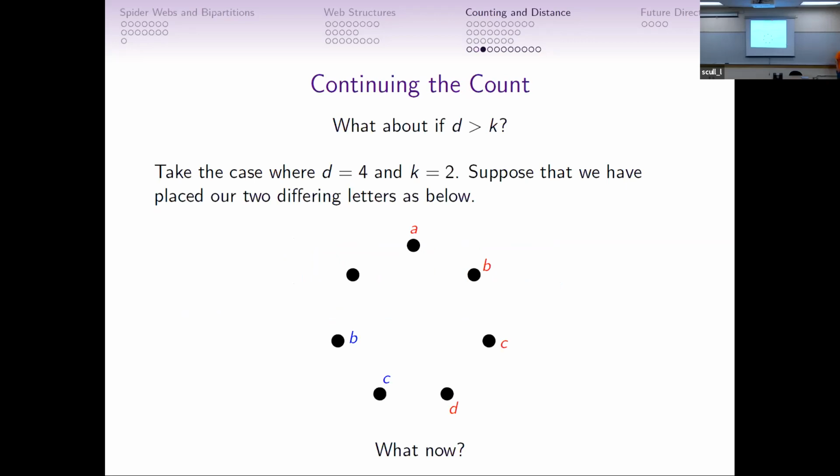But what if d is bigger than k? I mean, it's going to take at least k moves to get back, but we're looking for a distance of d. Take the case where d equals 4 and k equals 2, and say that we've placed our 2 letters like this already. Well, that's going to take 2 moves to get back, but we need for it to take 4 moves to get back. So what now?